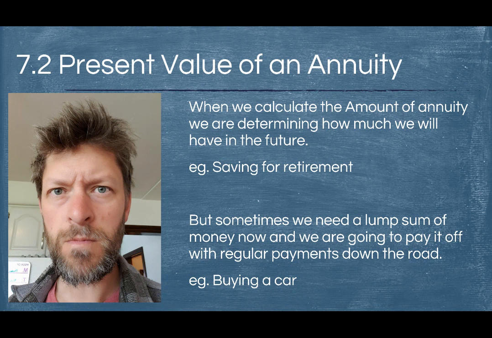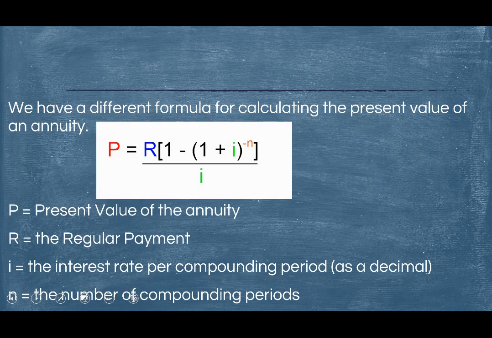When we calculate the amount of an annuity, we're determining how much we'll have in the future. That's what we did in the last section, 7.1, like saving for retirement or education. But in this section, sometimes we need a lump sum of money right now, and we're going to pay it off with regular payments as we go, like buying a car. One of the cars that I bought, I didn't have any money in the bank, but I knew I could afford a regular payment, and that's how I bought it.